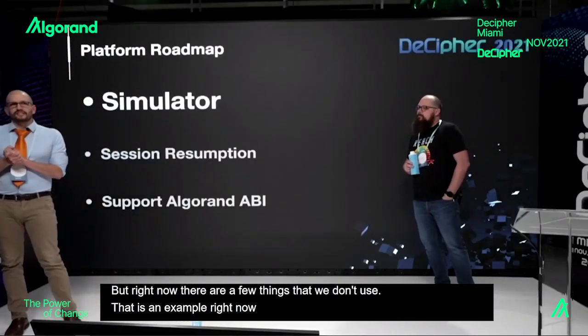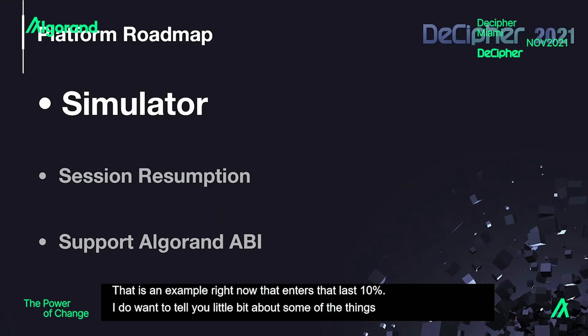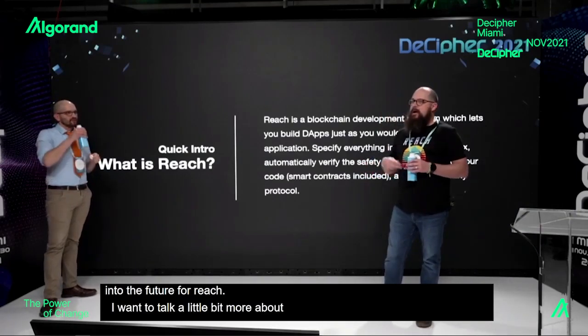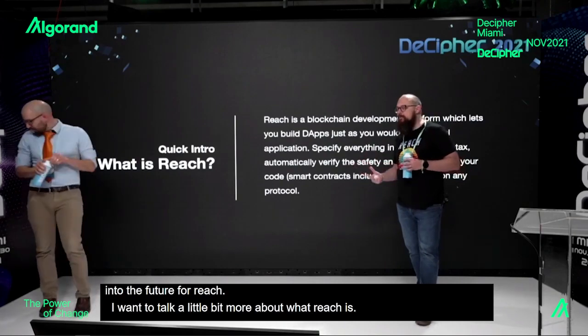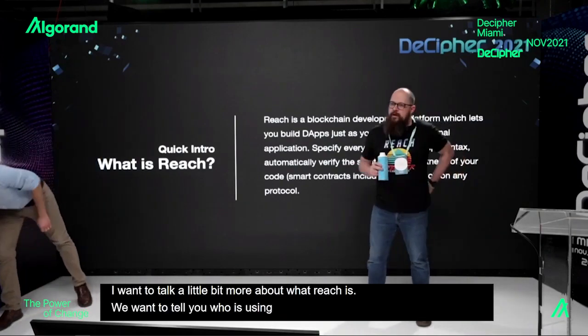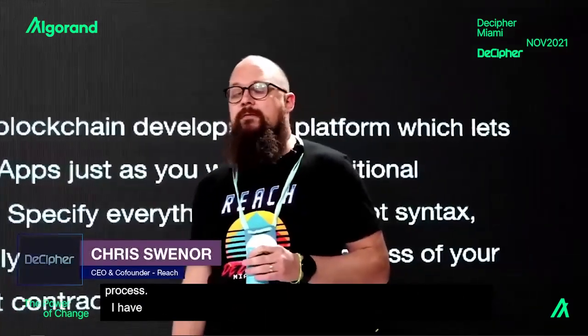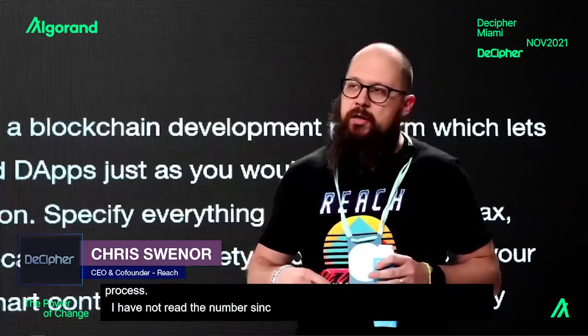Now, I do want to tell you a little bit about some of the things that are going to come into the future for Reach that you can look forward to. I want to talk a little bit more about, so Jay talked about what Reach is. One of the things I do want to actually talk about is who's using Reach, or where we are actually in the process. So I haven't actually ran the numbers since last week, but we have had over 3,500 developers that have built an application using Reach.